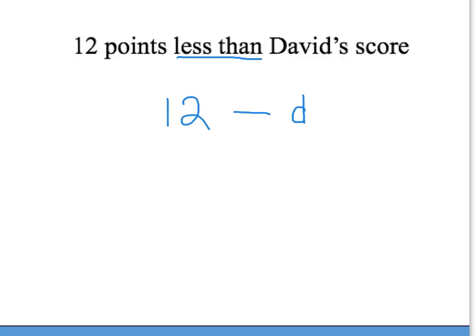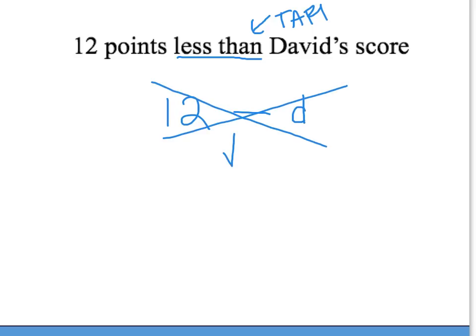However, this is a taffy word, which means we need to flip the order of our numbers. So this is definitely the incorrect answer. You can't do 12 minus D. The correct answer should be D minus 12. Because it says 12 points less than David. So you're taking points away from David. So this is an algebraic expression because it has a variable, it has an operation sign, and it has a number.